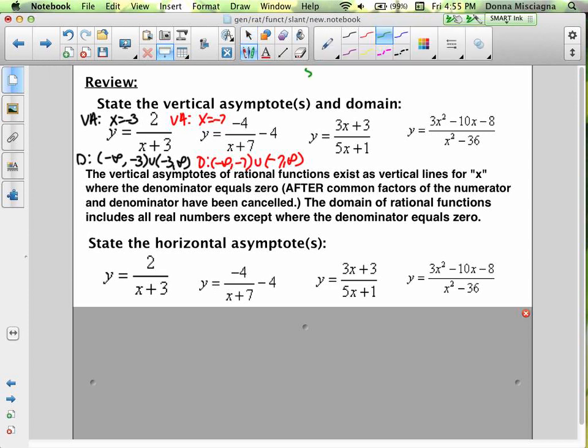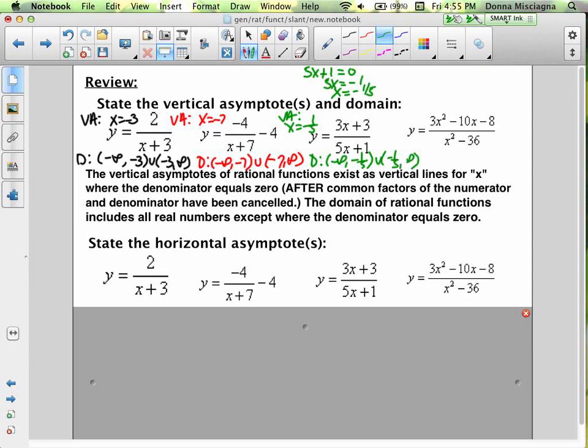Okay, the next one here, again, we're just setting our denominator equal to 0. So if we set 5x plus 1 equal to 0, we would subtract 1 from both sides, so 5x would equal negative 1. And then we would just divide both sides by 5. So x would equal negative 1/5. So our vertical asymptote is x equals negative 1/5. Our domain then is going to not include negative 1/5. So it would be negative infinity to negative 1/5, and negative 1/5 to infinity.